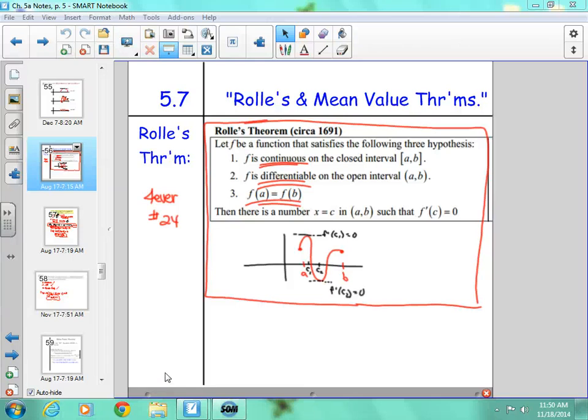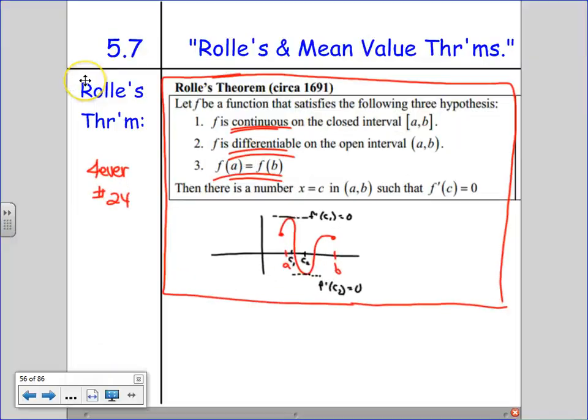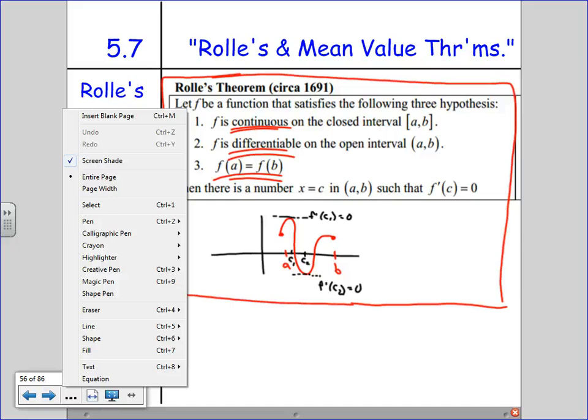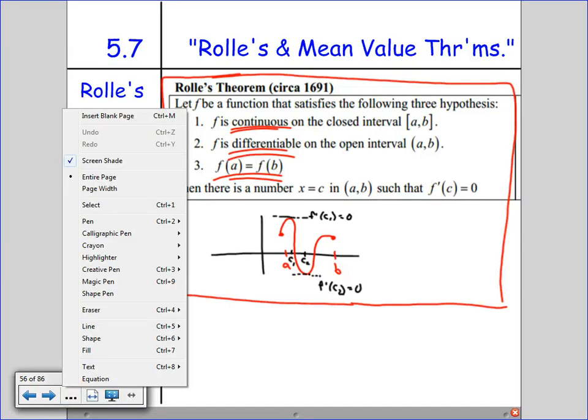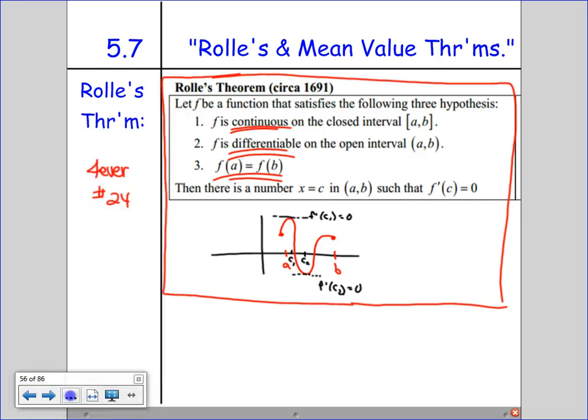Okay. Yesterday we saw Rolle's theorem, right? What's going on with Rolle's theorem? What has to be true? There's 3 rules. There are 3 hypotheses. 1, F has to be continuous. Where do I look for discontinuities? The domain. The domain, exactly.